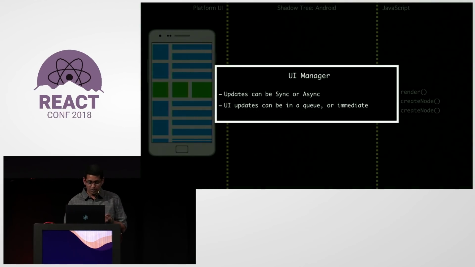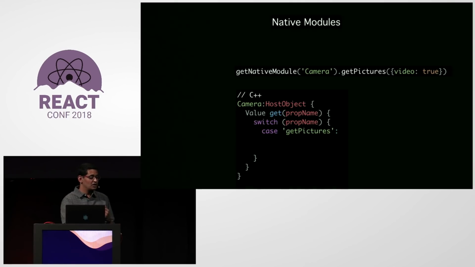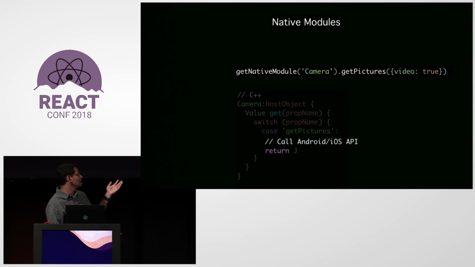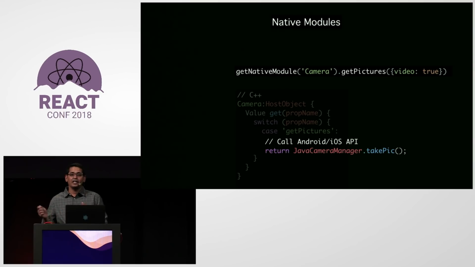What you would typically be able to do is you would say get native module of camera, and then when you say get pictures, rather than giving you a JavaScript function, React Native could give you a C++ function. And this C++ function internally could call the actual Java or iOS implementation of how to take a picture. So this way, you don't have to send anything through the bridge. There is no serialization. There is no deserialization. You are effectively just directly calling the APIs.